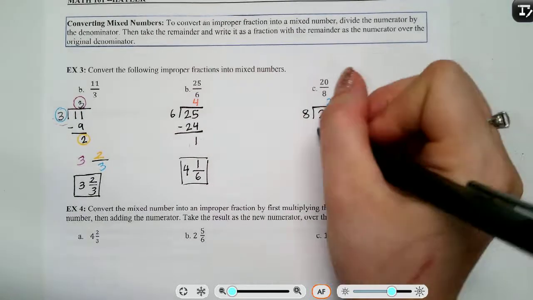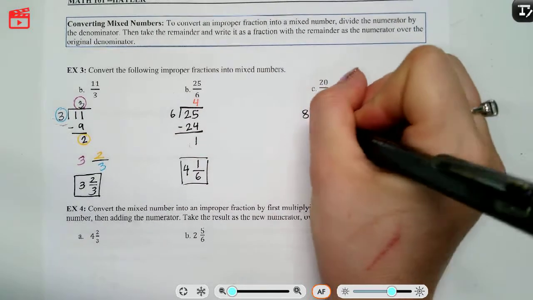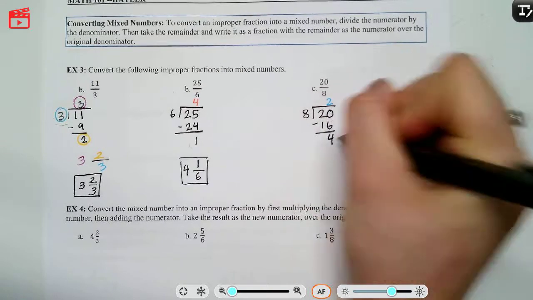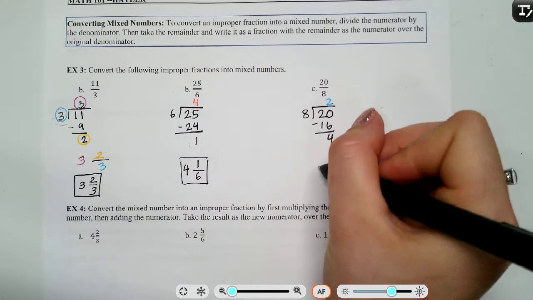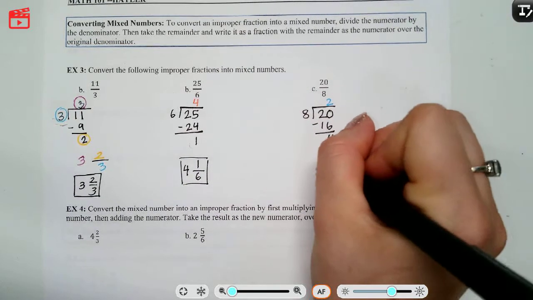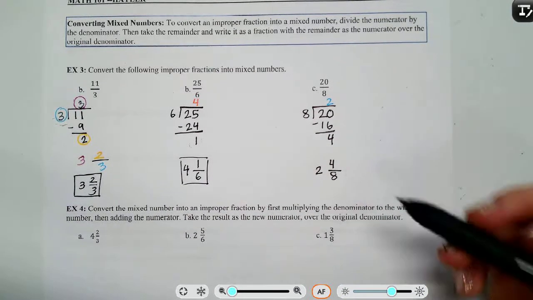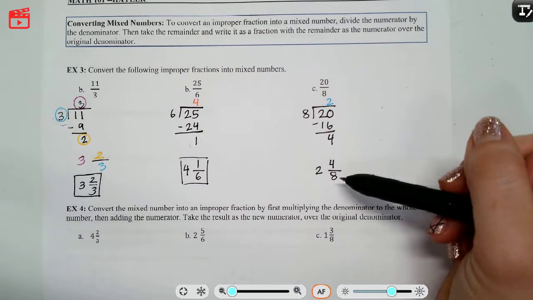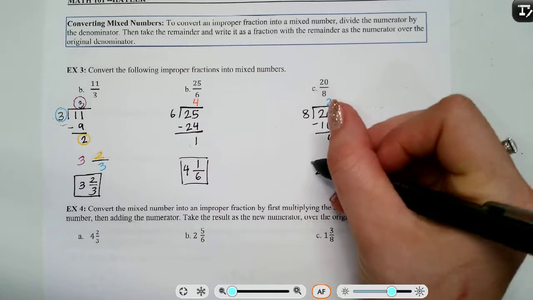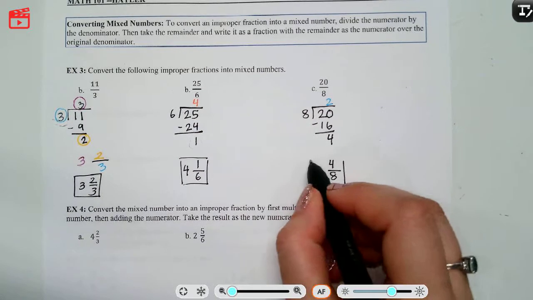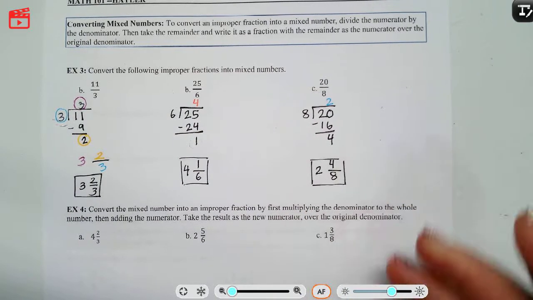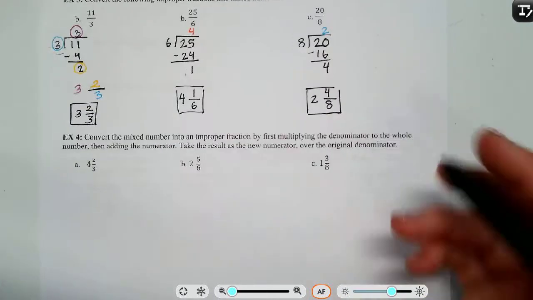Okay, doing that subtraction. 16. It's going to be 4. So our answer will be 2 and 4/8. And we can actually simplify this, but for now, we're just going to leave it because I'm going to show you how to do the simplifying in a few more sections ahead. Okay, so for now, it's okay.